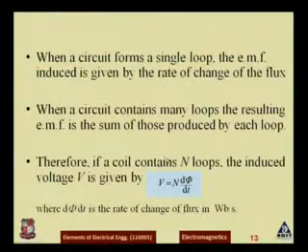Now when a circuit forms a single loop, the EMF induced is given by the rate of change of flux. But when a circuit contains many loops, the resulting EMF is the sum of those produced by each loop. Therefore, if a coil contains N loops, the induced voltage can be given by V is equal to N dφ/dt, where dφ/dt is the rate of change of flux in Weber per second.